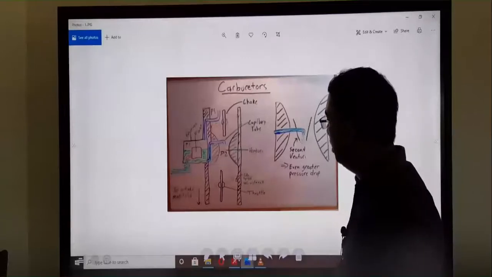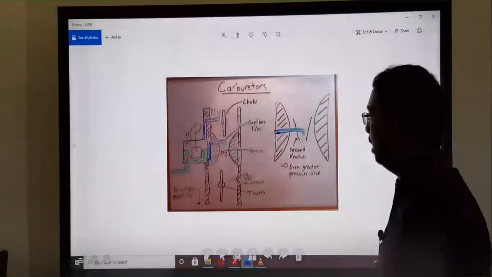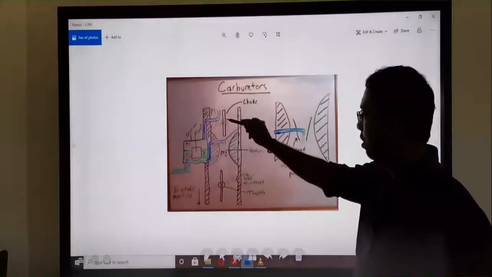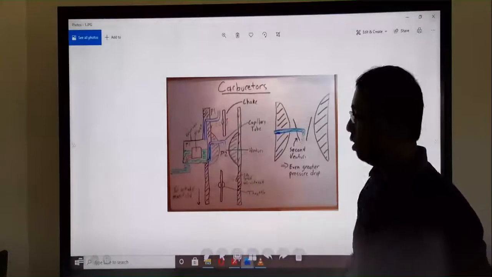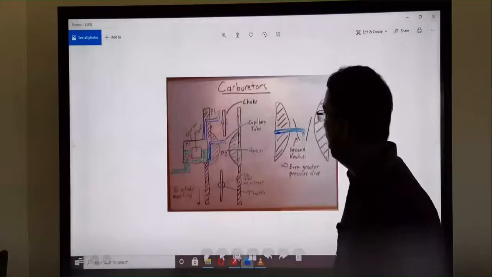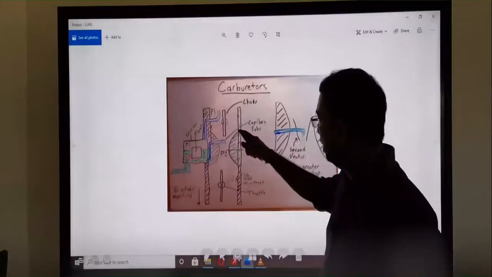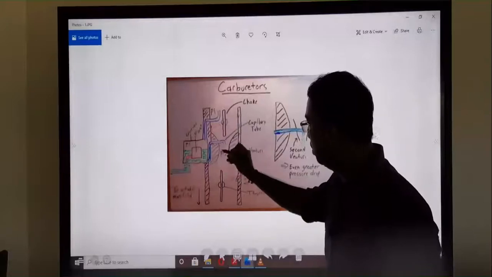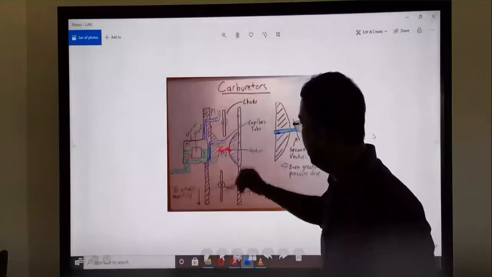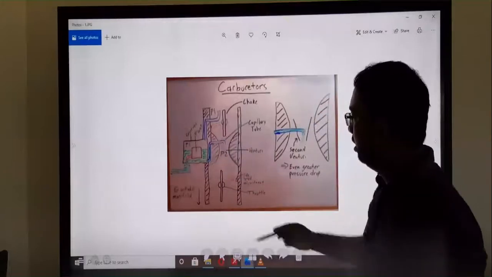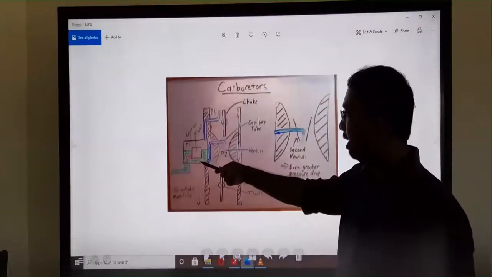You can see the construction of the carburetor. This is the choke and this is the throttle valve, and here the cross section is reduced by using the venturi. This part is called the venturi, and this is the reserve tank. Here the fuel is stored.